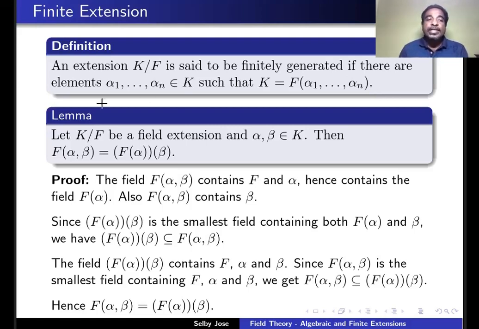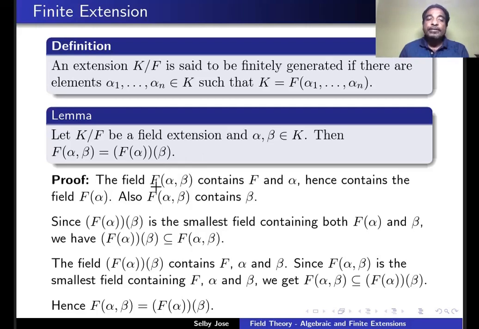The following lemma says that if K over F is a field extension and alpha and beta are elements of K, then the fields F(alpha, beta) and F(alpha)(beta) are the same. Let us see the proof of this.